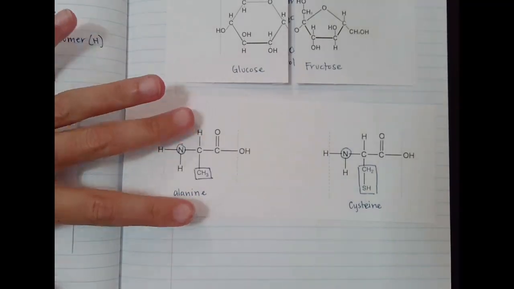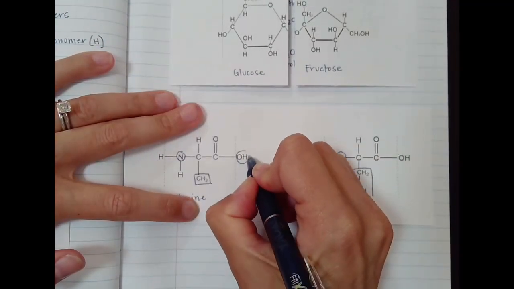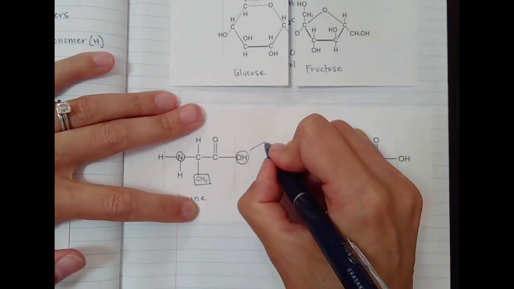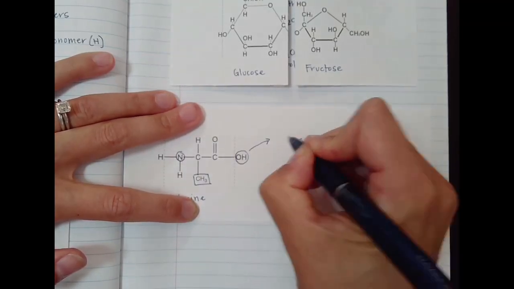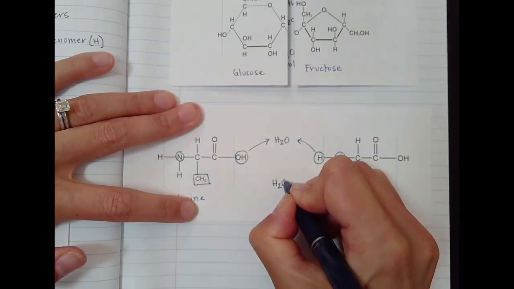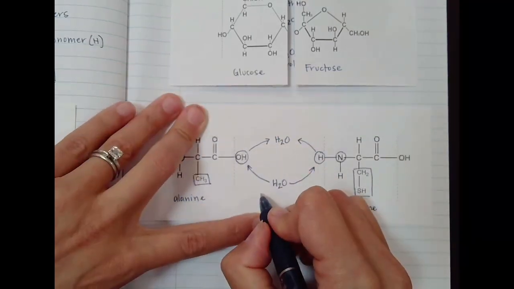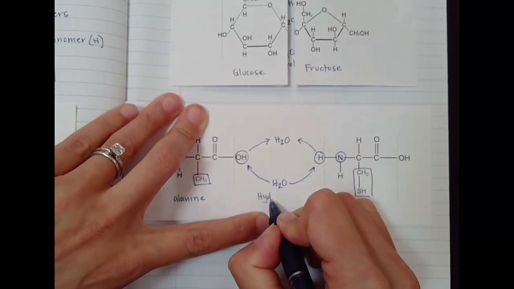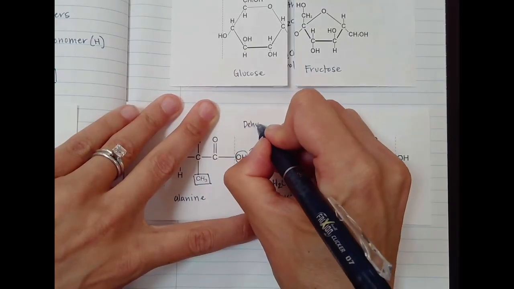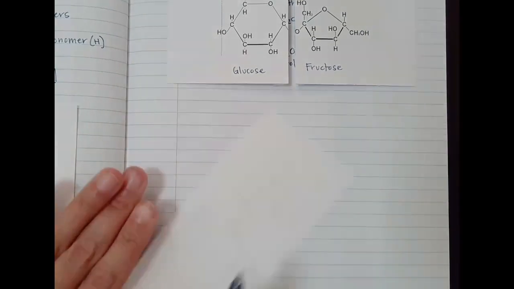Now, just like with our other monomers, I have an OH on one side and I have an H on the other side. And so just like with my other ones, I can remove those, or I can add H2O. This one is hydrolysis. This one is dehydration synthesis. We're going to do our folding.